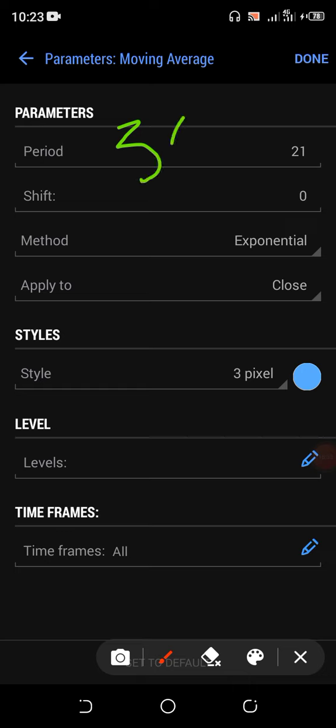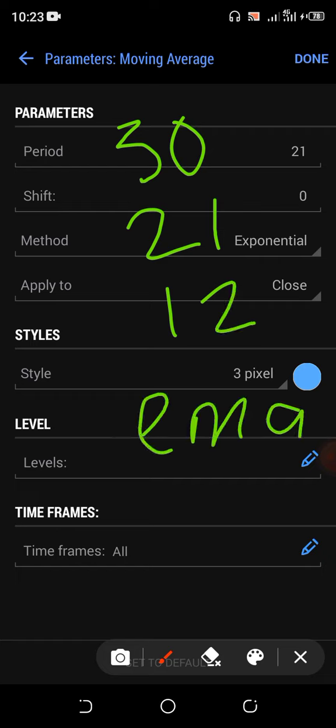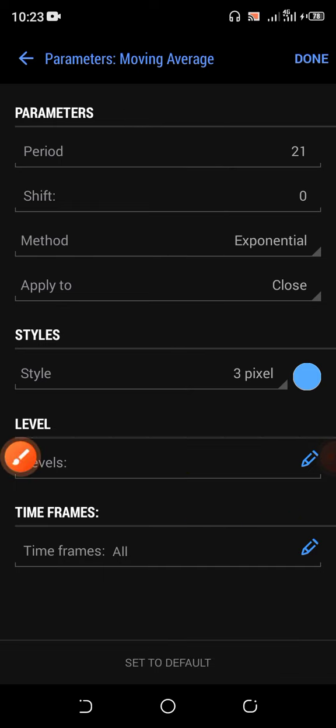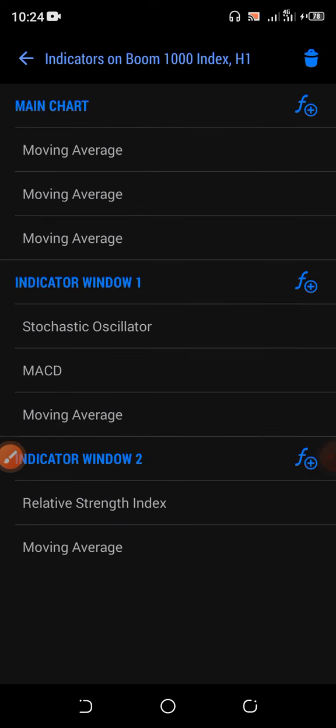50, 21, 12 EMA. That is what I am using. This E represents exponential. So if you see SMA, that is simple moving average. So what I'm using is 50, 21, 12 EMA. Anyone can go. That is what I'm using.